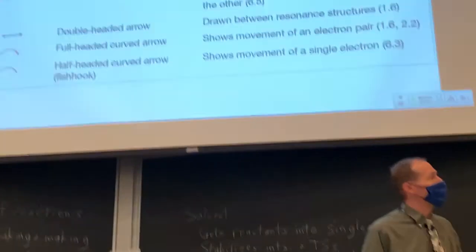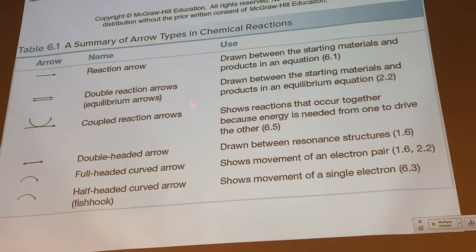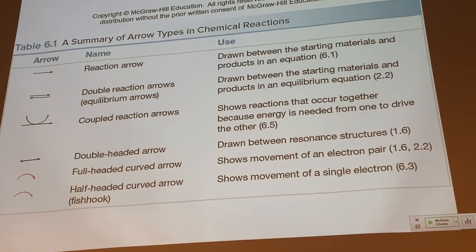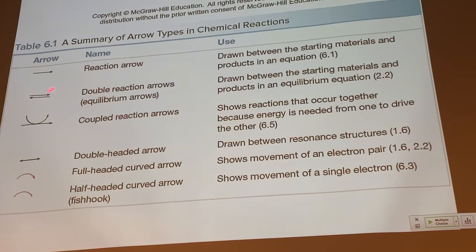And then there's a very nice table in our book showing us the types of arrows that we will encounter in organic reactions. These arrows are part of the language of organic chemistry. If you're going to speak the language of organic chemistry, you have to understand how these arrows are used and apply the proper arrows in the proper situations. So this is a regular reaction arrow. This is an equilibrium arrow showing an equilibrium process. We'll talk about coupled reaction arrows on Monday.